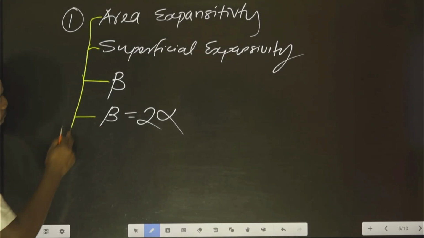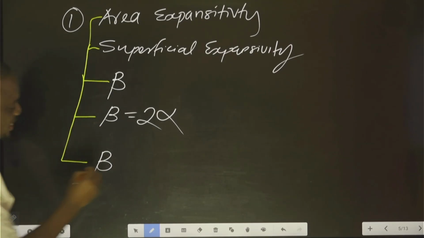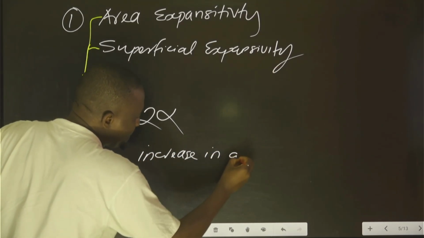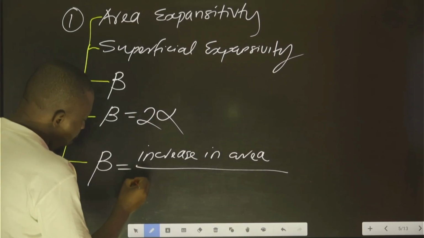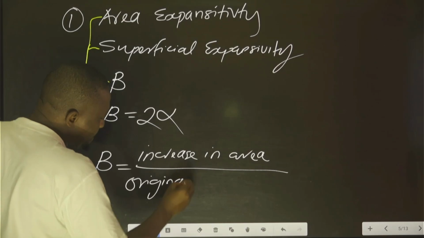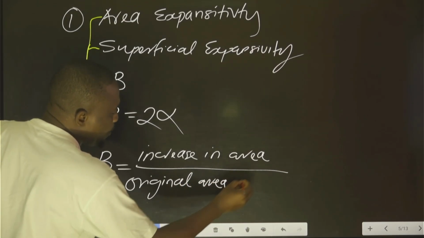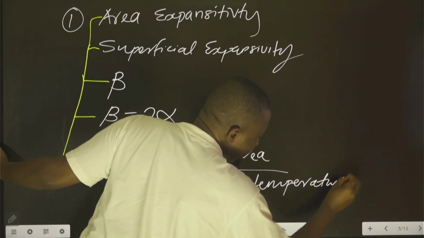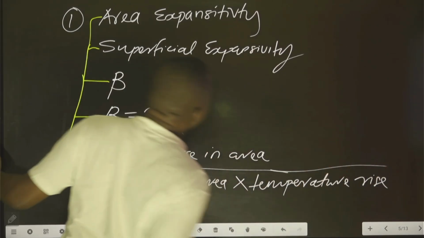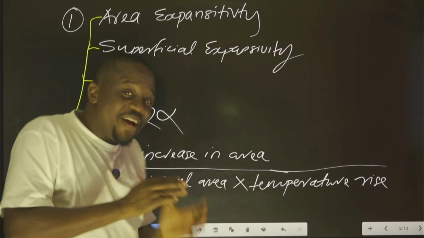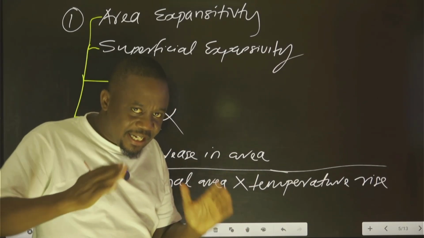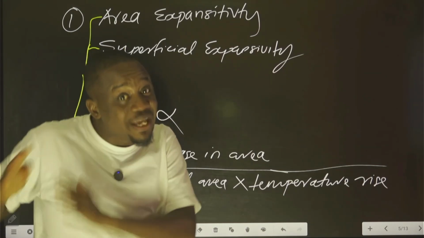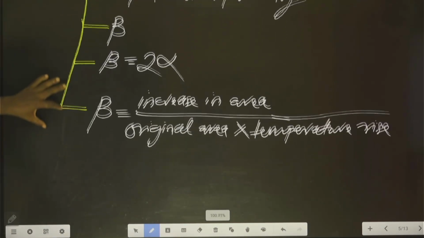So what is the formula? The formula is simply what? Area expansivity is equal to increase in area all over original area multiplied by temperature rise. Okay? Increase in the area over the original area multiplied by rise in temperature, which is increase in temperature. So the formula is this.